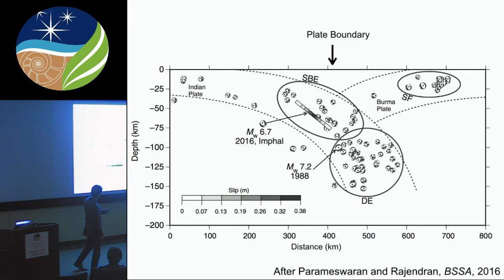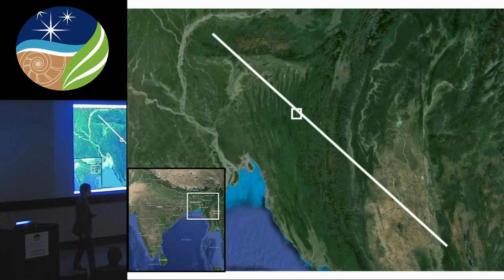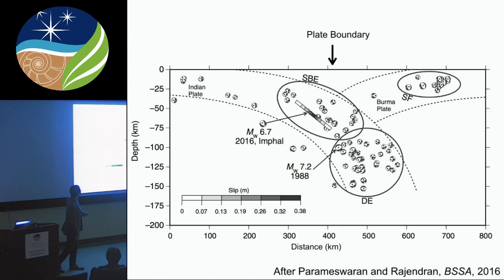If I show you a cross section of this region, you can see this is actually part of a subduction zone. And you can see here, this is the Indian plate subducting underneath the Burma plate. All the circles here represent an earthquake event and its focal mechanism. So you can see it's seismically active.